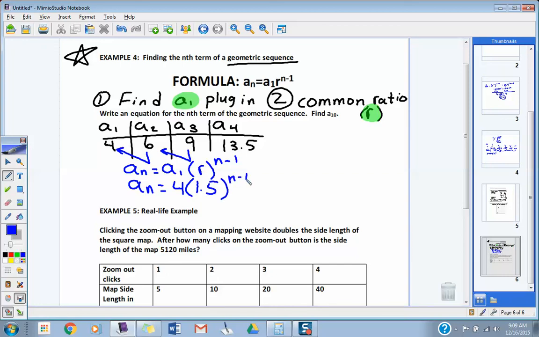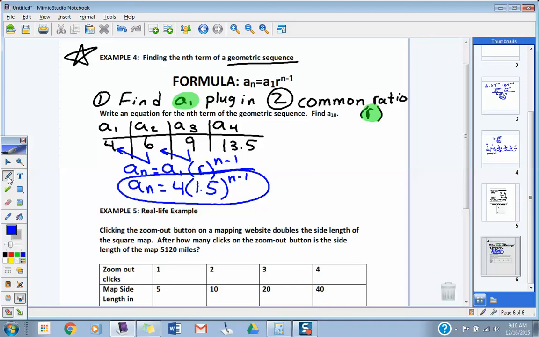Okay, now, how do I want to do this? Let me think a second. I'm going to leave it like that, because there are some manipulations we can do with this, and call it good. All right? This here is your equation that you need to model that geometric sequence.